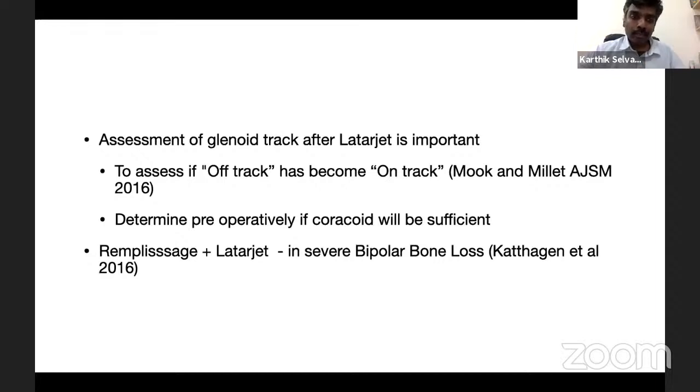And this is also being studied. Again, these are all things which we need to keep in mind, because all this treatment is individualized. Recently, I had a patient where I did a remplissage with Latarjet because he was young, he had severe bone loss, and he was hyperlax. All his joints were lax. His Beighton was 9/9.